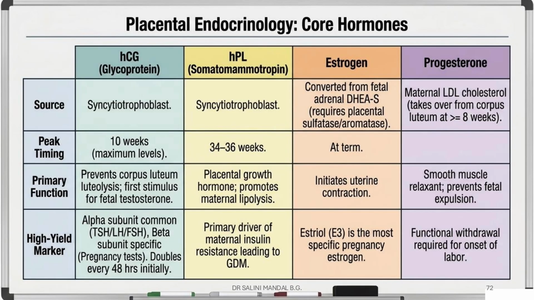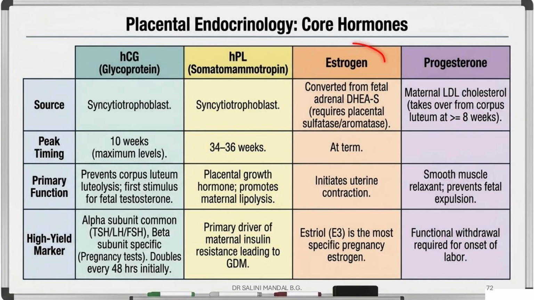Okay, so the function I have already mentioned, but what you need to remember is that in HCG we have two subunits, alpha and beta. The beta subunit is the one which is very much specific for pregnancy. It doubles every 48 hours initially. Okay, talking about HPL, remember it causes maternal insulin resistance leading to GDM.